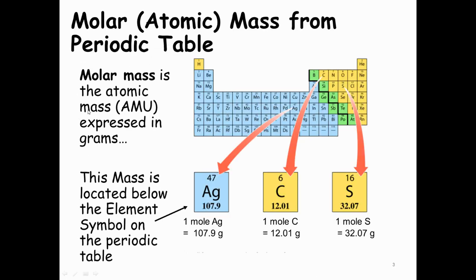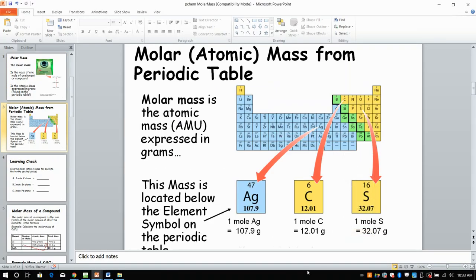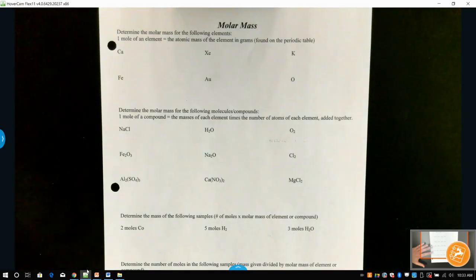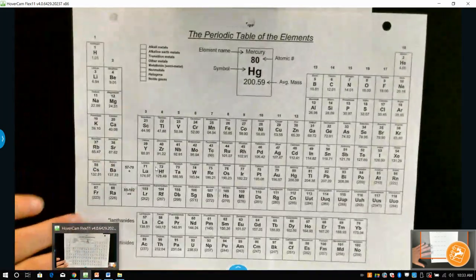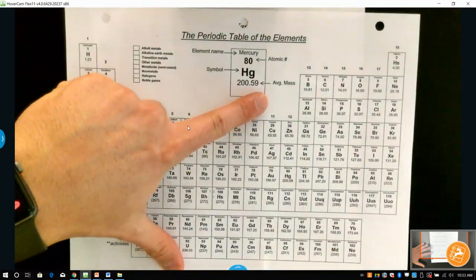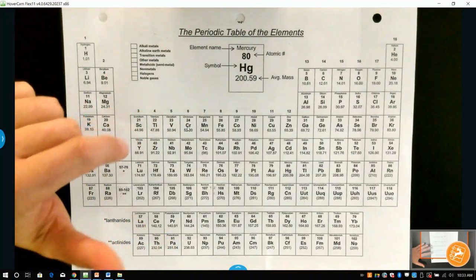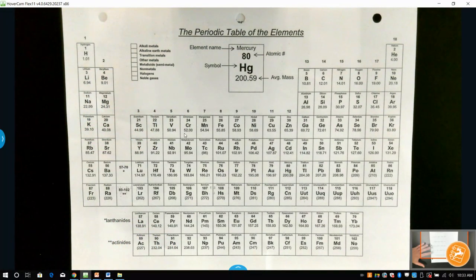Molar mass, sometimes talked of as atomic mass units. We express it in grams. So the periodic table that I gave out today, you will see where that is. So I'll show it to you real quickly. So on this periodic table, where it says average mass, okay, that is where we're looking for, and that will be the mass in grams per 1 mole of that element.